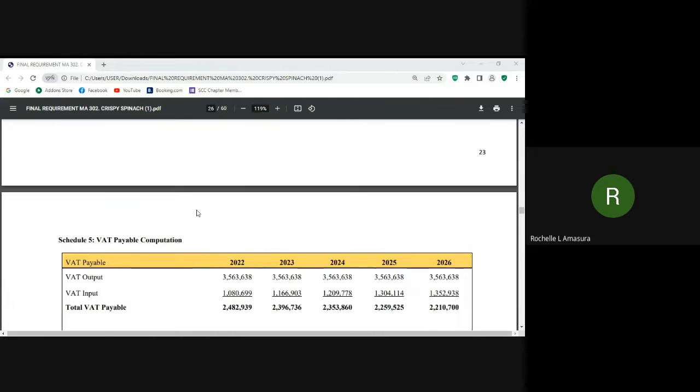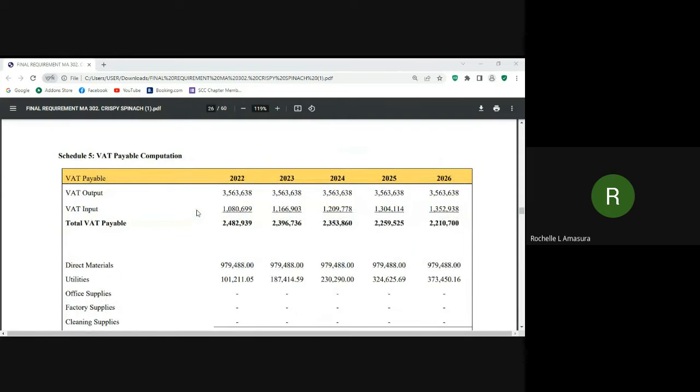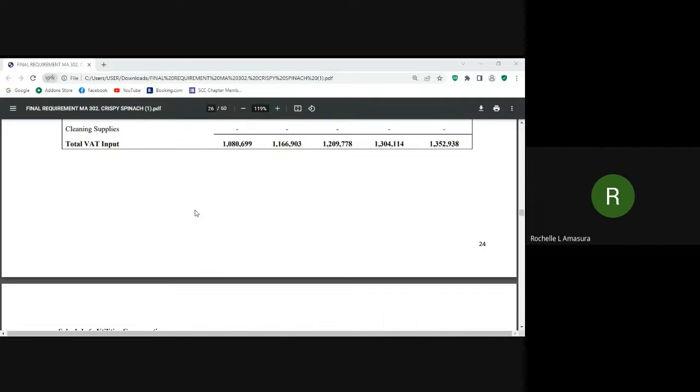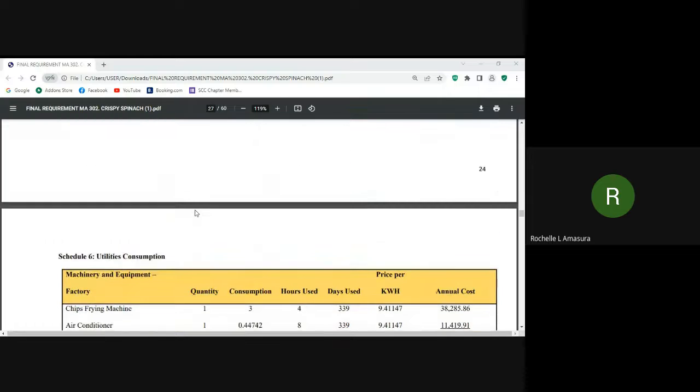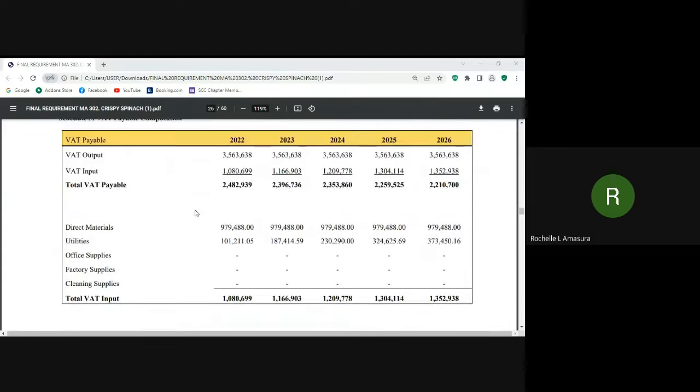Then here, the Schedule 5, ang VAT payable computation. We have the VAT output of 3,563,638. Ang input niya kay 1,080,699. So, i-deduct lang nila silang duha para makuha na ato ang total VAT payable. Then here na po sa direct materials, utilities, office supplies, kani i-plus lang nila silang duha para makuha ang total VAT input niya.